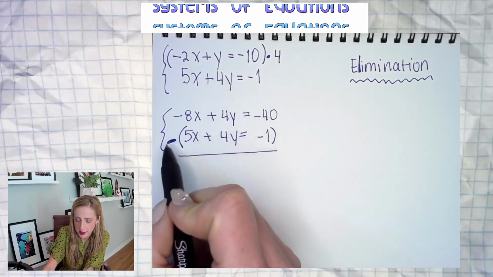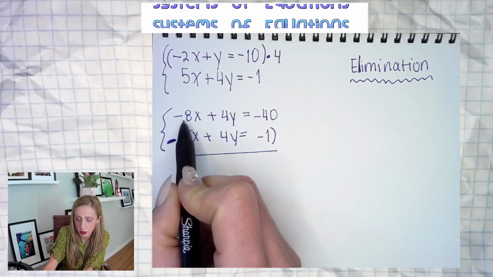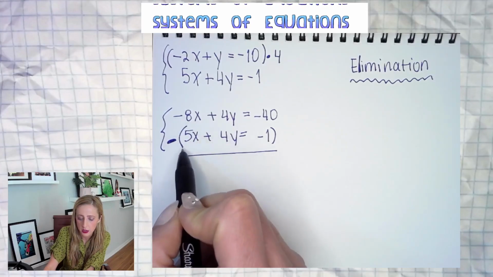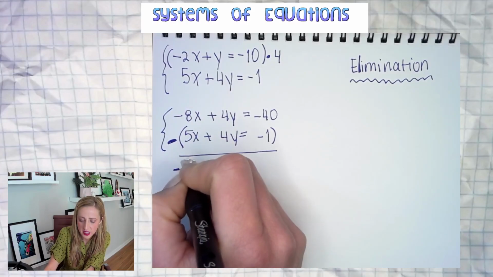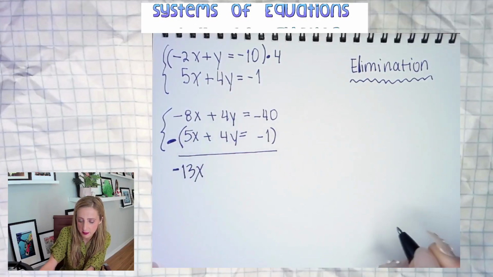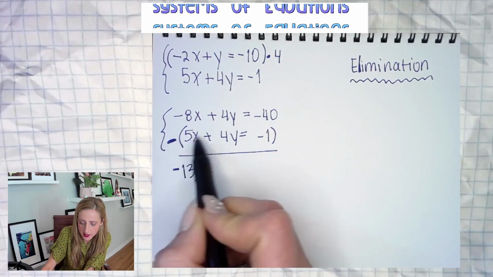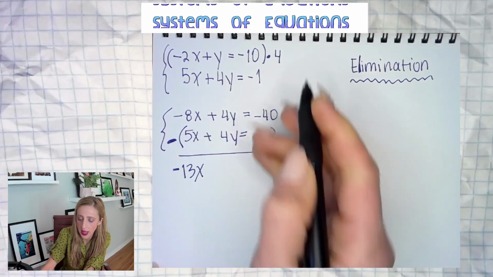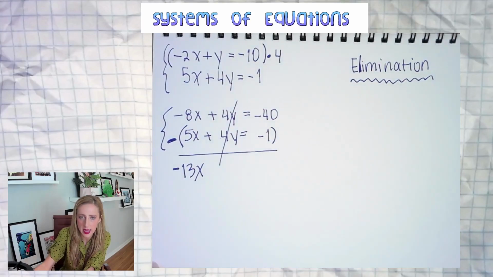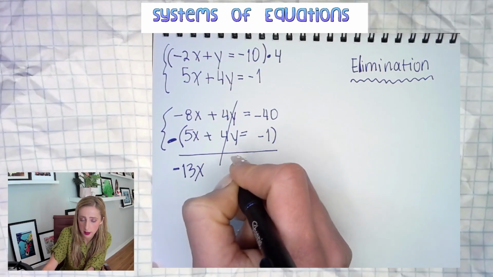Negative 8x minus 5x. You're negative 8 feet deep in a hole. You dig 5 feet deeper. How many feet deep are you? Negative 13x. But you're distributing that minus sign. We're distributing in our heads. What's 4y minus 4y? Eliminated. That's what it is. Amazing.